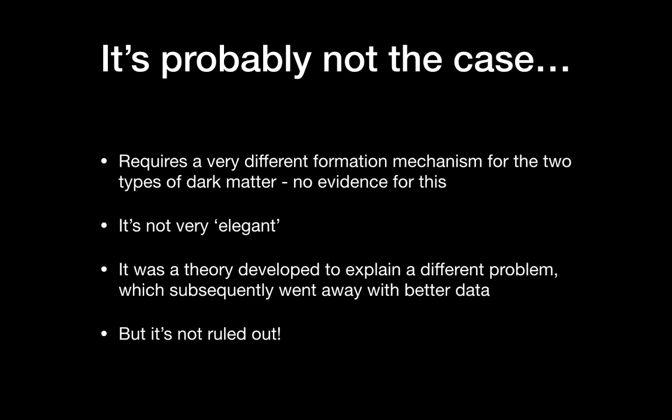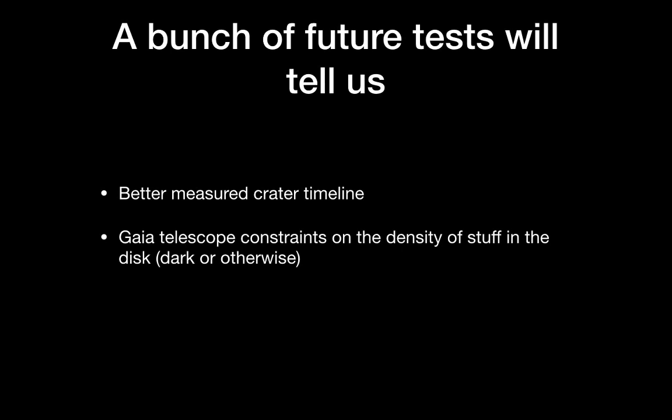One of the things I also think is quite nice about this theory is that even though it's wacky and it probably won't work, a bunch of future tests can actually tell us, one way or the other, whether this is truly real. One thing we definitely like to do is better measure the crater timeline, so going back and age dating these craters to make sure that we do have a real period there and it's all being done properly. There's also a quite famous telescope that we're currently using to map the sky. The Gaia telescope is a space telescope that's measuring the positions of about 1 billion stars in the Milky Way. And this is going to allow us to put very strong constraints on the density of stuff in the Milky Way disk, whether that's the stars or dark matter or whatever.